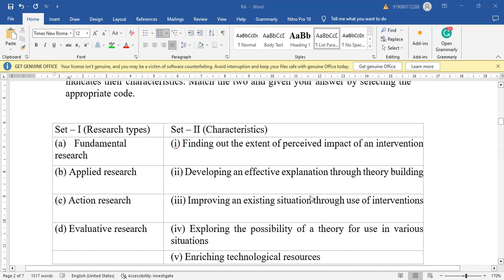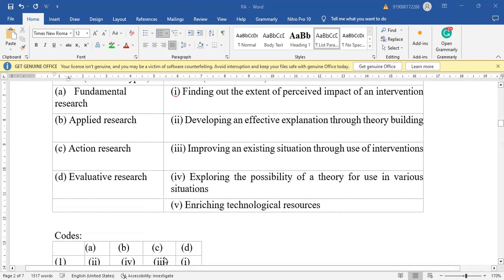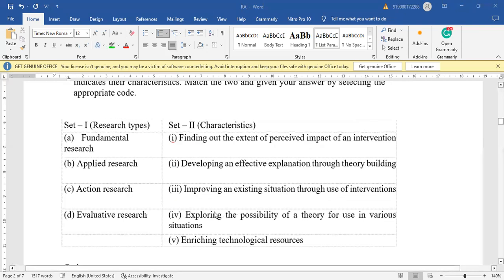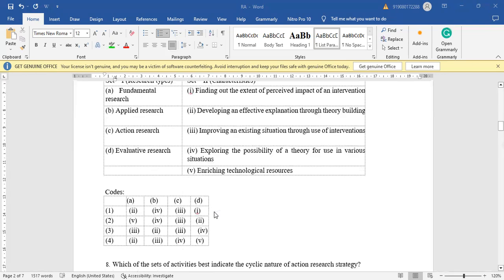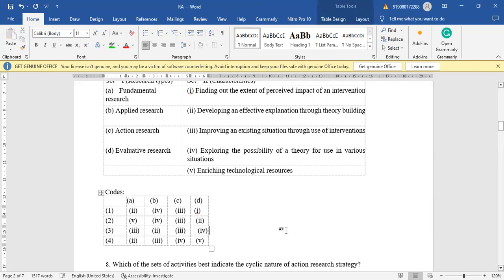Okay, match the following. At least if you are able to fix one or two of the remaining ones, it will automatically fix the rest. What is the answer? Option 3, sir. Okay, any other opinion?